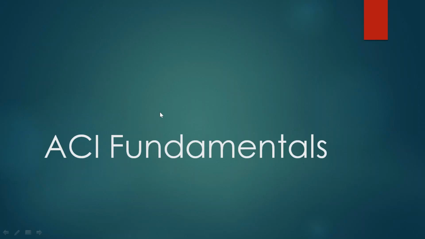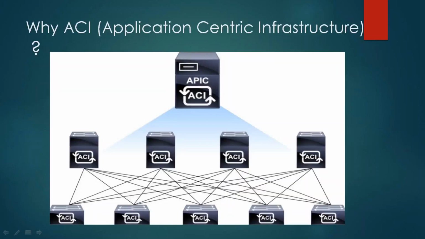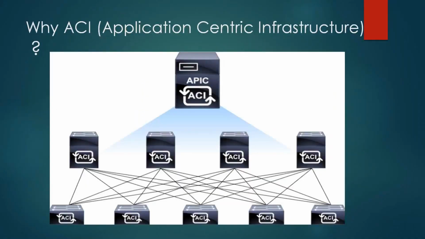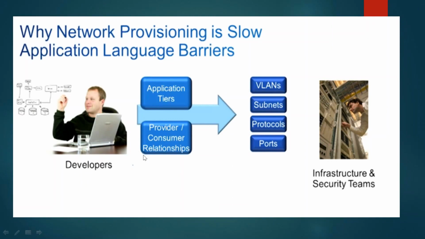Let us understand ACI fundamentals. ACI is Application Centric Infrastructure. It is something like you have the leaf and spine structure, and all these leaf and spine backbone are managed via a controller called the APIC controller, the Application Policy Infrastructure Controller. Now the question arises: why in the first place do we need this type of structure?